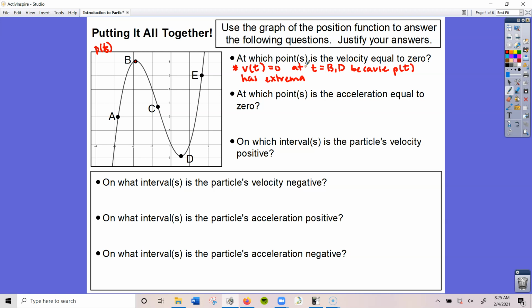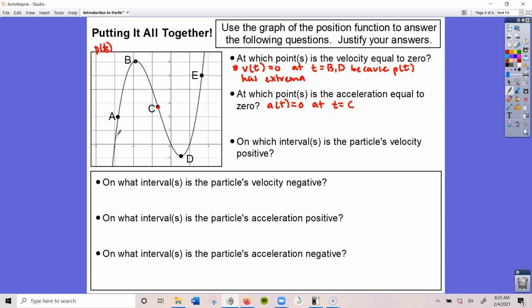We'll just keep going. Okay, so at which point is the acceleration equal to 0? Remember that acceleration is the second derivative, and the second derivative is equal to 0 where there's a point of inflection, because that's what that means. For our second derivative equal to 0, the function must have had a point of inflection. So a of t is equal to 0 at t is equal to c.